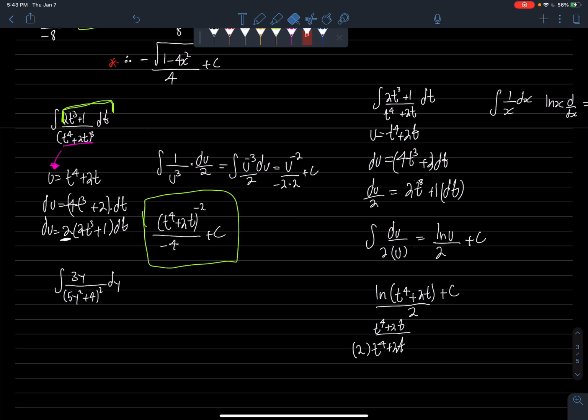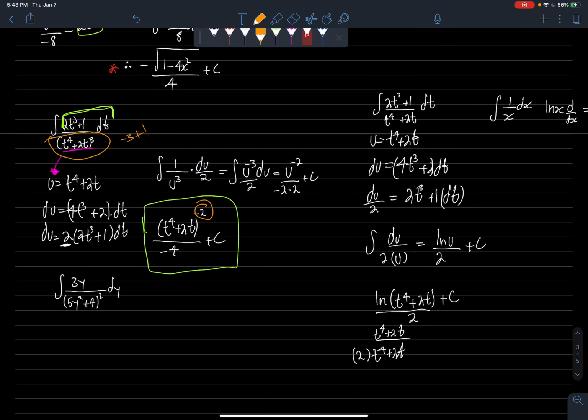And it makes sense. Think about it. The original over here, right, is to the power of negative 3. When you integrate, your power goes up by 1. Remember from the reverse power rule? And look at this answer. It went up by 1.